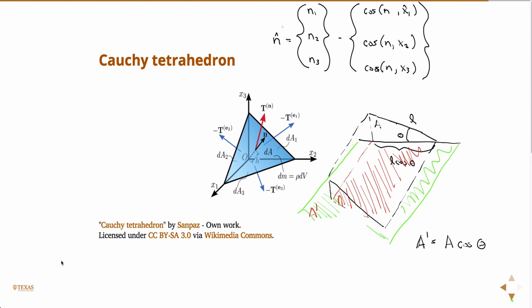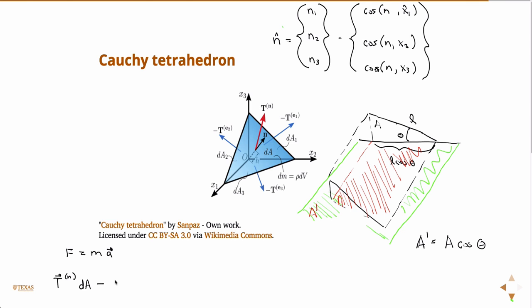So I'm just going to write F equals ma. I have T^n times dA. That's this vector times this area. Minus, because my positive coordinate system is coming this way, so this is clearly going to have all positive components the way it's drawn, but all of these guys have negative components. The blue ones are in the negative direction.